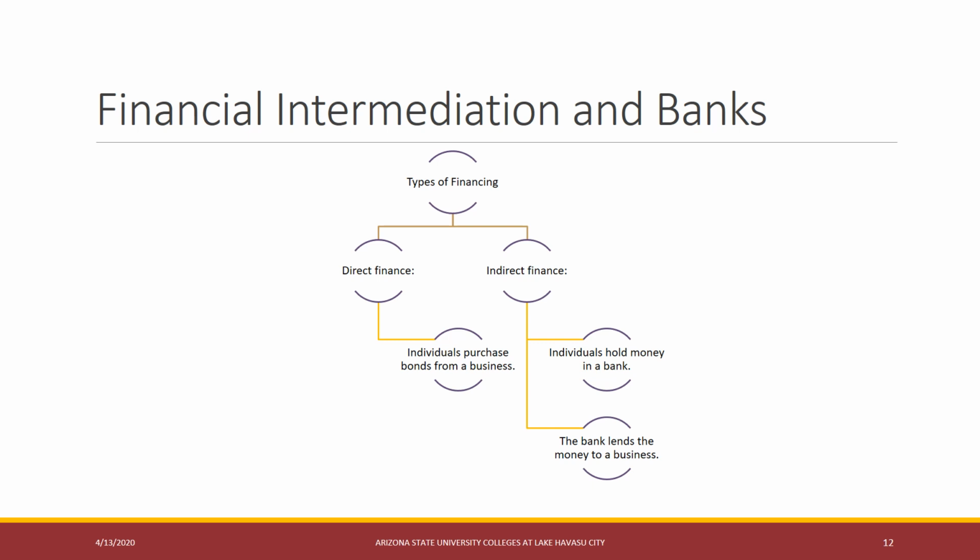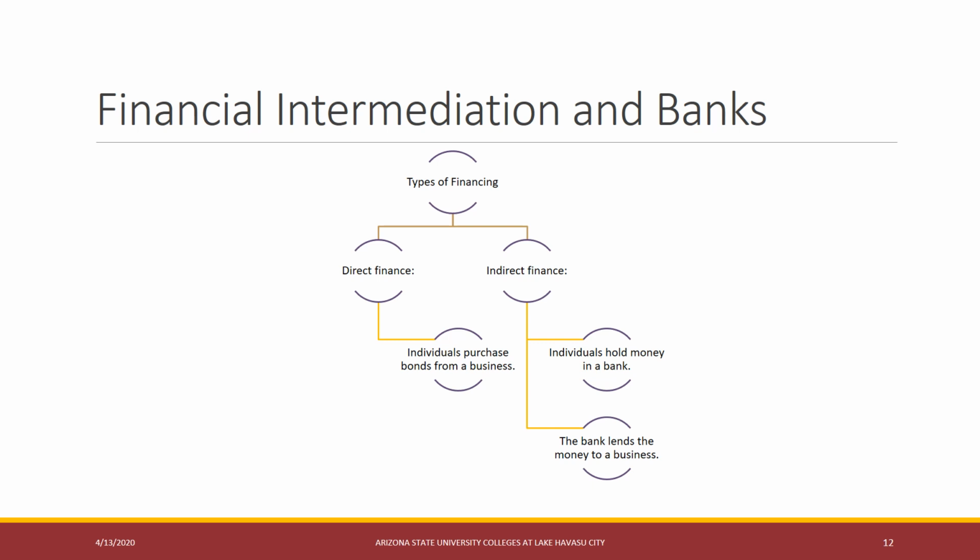When individuals choose to hold some of their savings in new bonds which are issued by a corporation, the purchases of the bonds are in effect direct loans to the business. So this is an example of direct finance, in which people lend funds directly to the business.